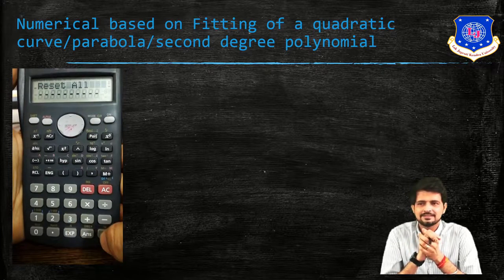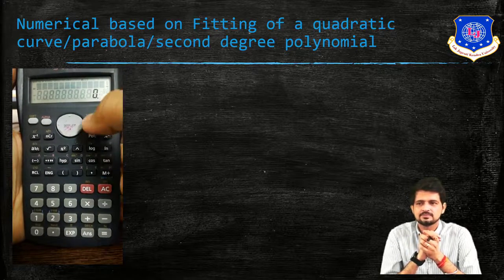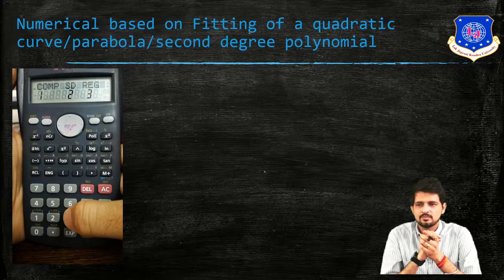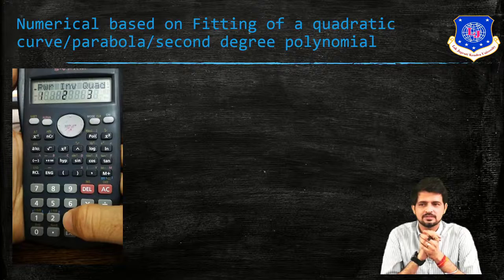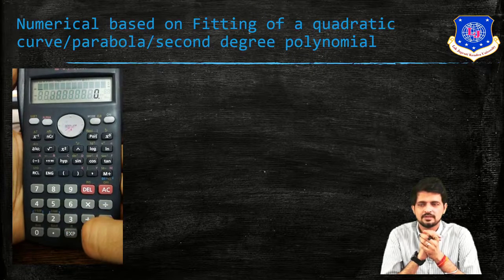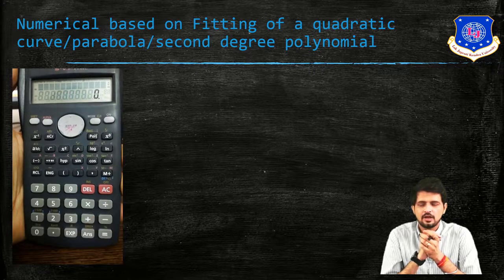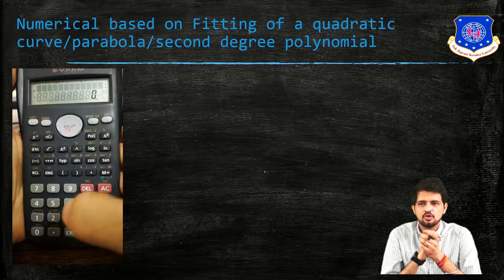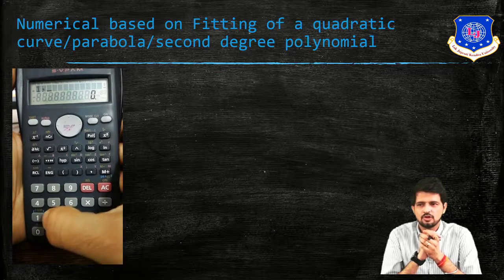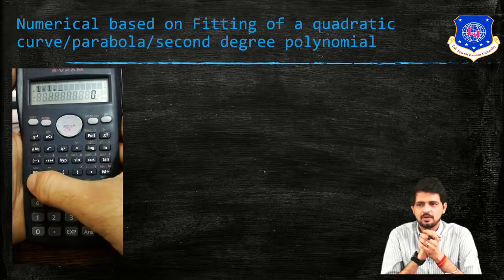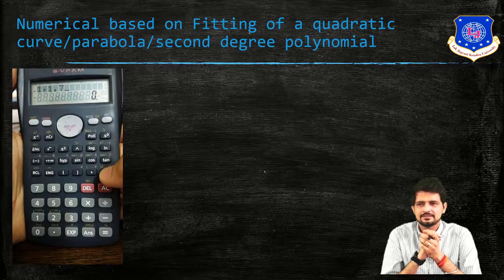First of all, reset. Then mode, regression mode, then we have to use quadratic equation. So quadratic equation is selected, right? Now we have to enter the values of x and y. Value of x, comma, value of y, M plus. First value of x and y, so 1, comma, 1.7, M plus.